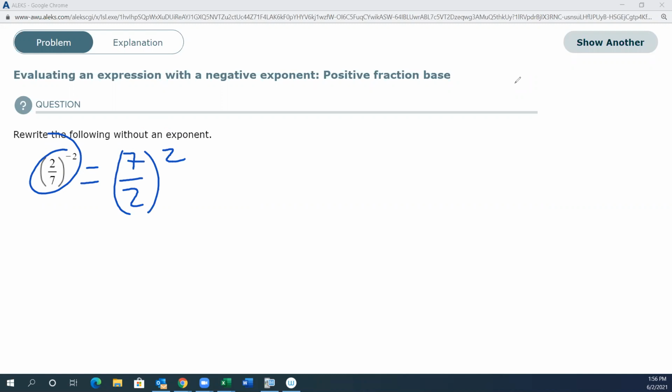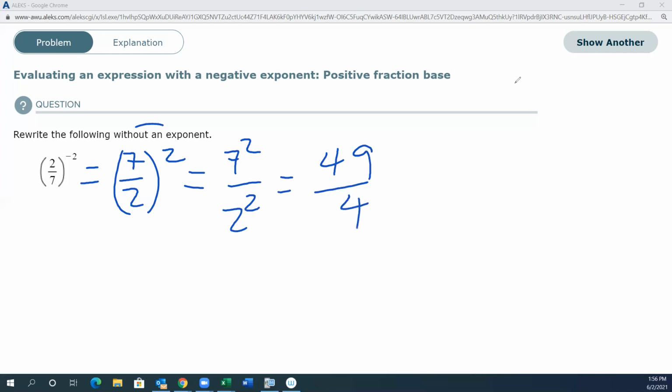So that's all we're expected to do, just rewrite it. Now, eventually they'll say, well, we want you to take it a little further and something like that. But for now, they just say 7/2 to the second power. And that's it. So get comfortable with negative exponents, okay?